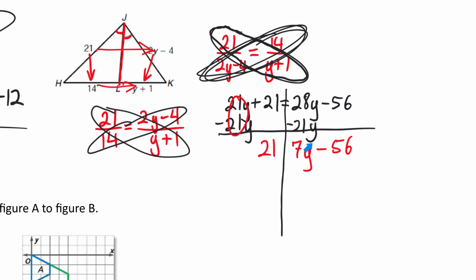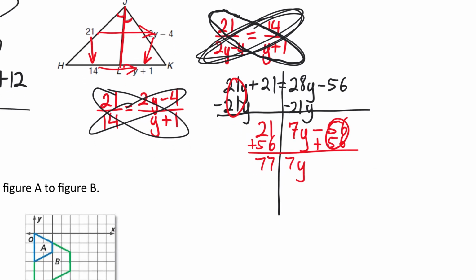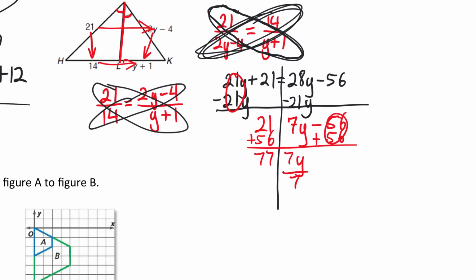Okay, now again, my goal here is to solve for y, so I need to start moving these numbers away from this side where the y is. So I need to move the 7 somehow, and I need to move the negative 56. Let's deal with that first. How am I going to get rid of this negative 56? Add 56 to both sides. Over here, that makes 77. Over here, there's just 7y left. That zeroes out. Now you just divide by 7. There you go. y equals 11.